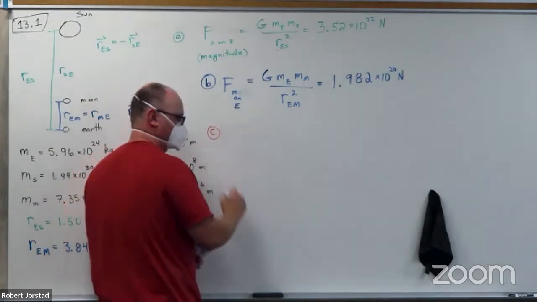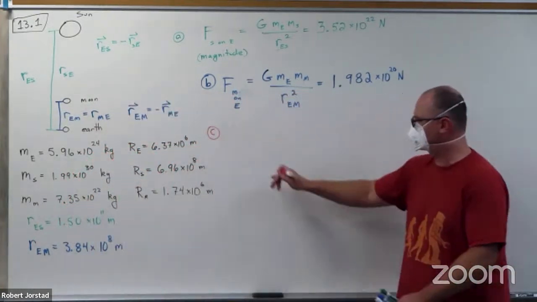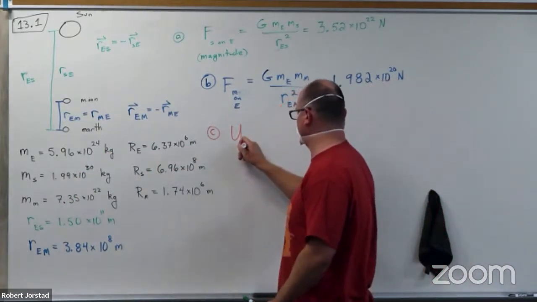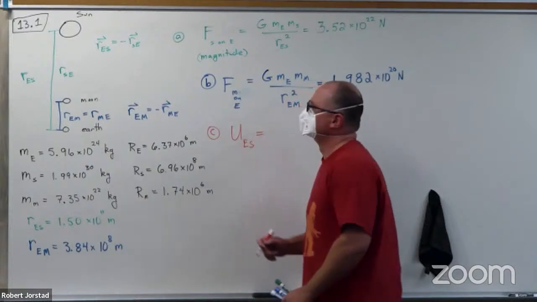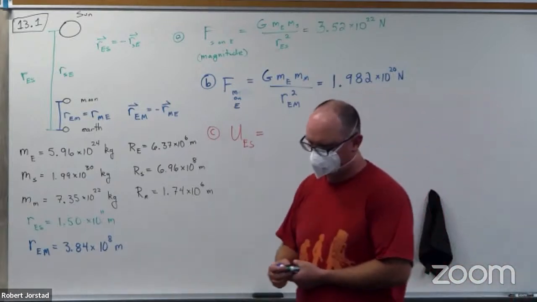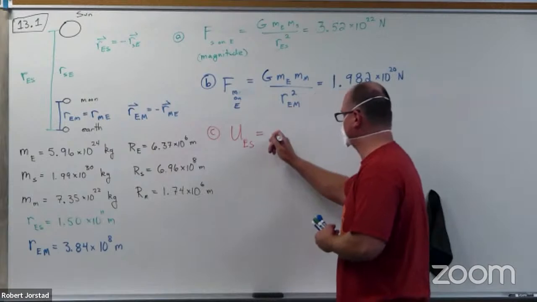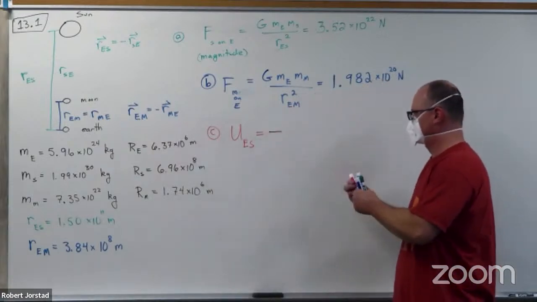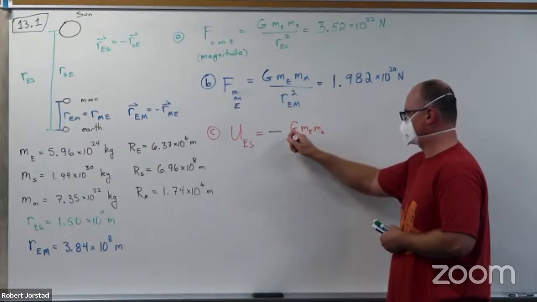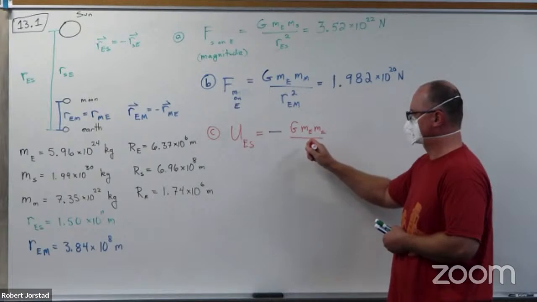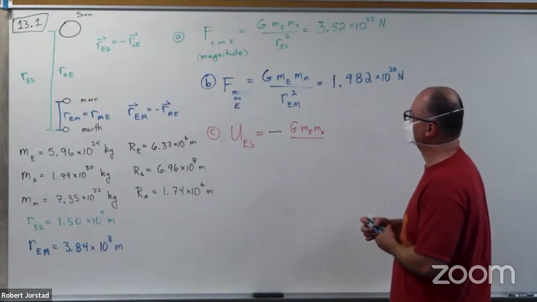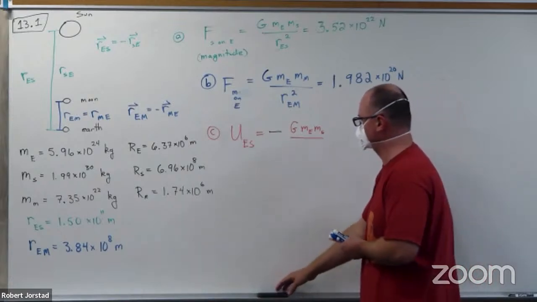I want the potential energy. What letter do we use for potential energy? U, and what did I say? Earth, sun. I want U Earth-sun. That equation was, does anybody remember the equation? Negative G mass Earth, mass sun over what was it? RES, not RES squared. Excellent.